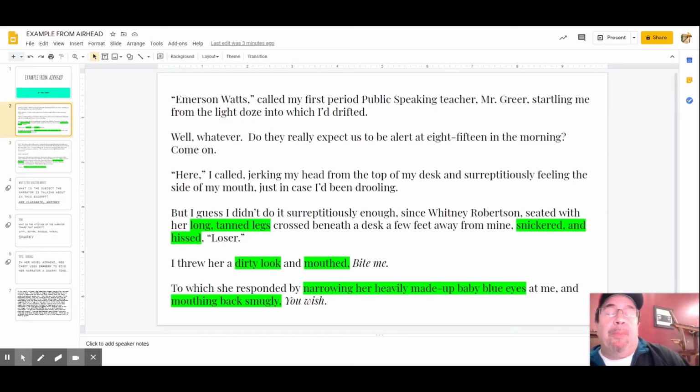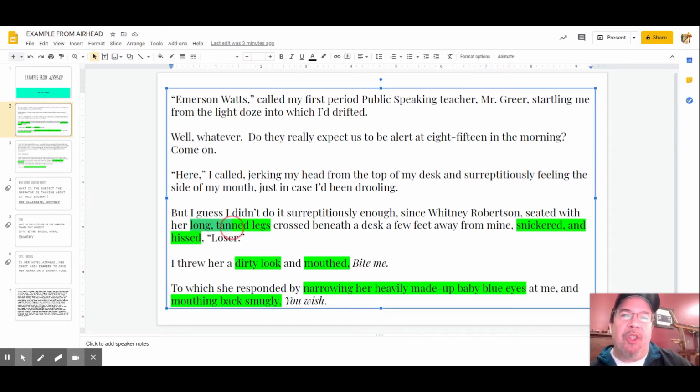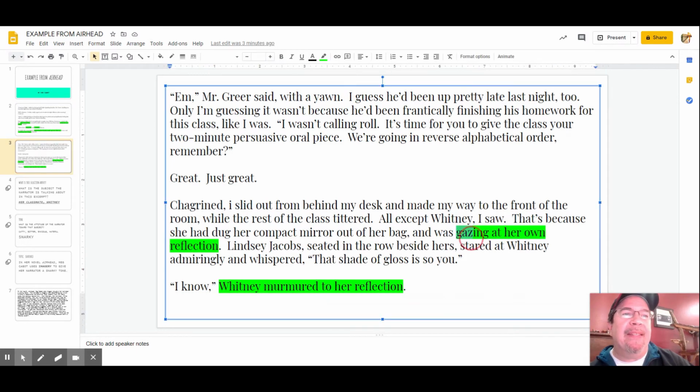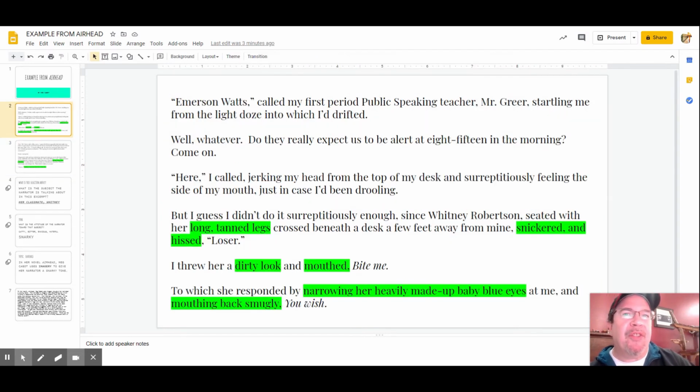So just to have a couple of examples from different places in the selection, we're going to take this first one with the long tanned legs, and we're going to also take the example of her gazing at her own reflection. Especially this word, gazing, I think really gives a good impression. The word sounds kind of hypnotic, like mesmerize and hypnotize and gaze. It has that kind of a sound to it, as if Whitney is completely lost in herself. So those two pieces of evidence are going to be the ones that we're going to use for our paragraph.